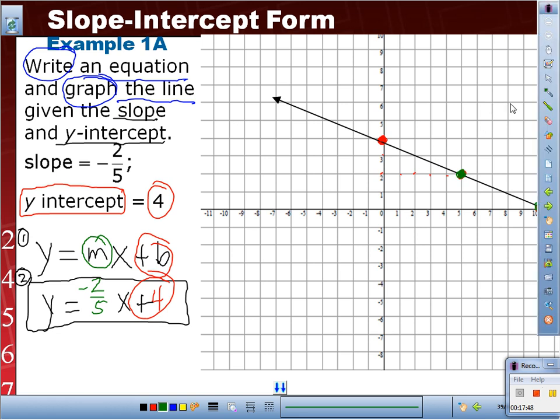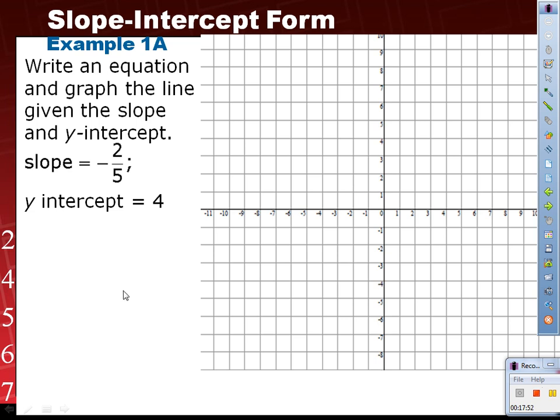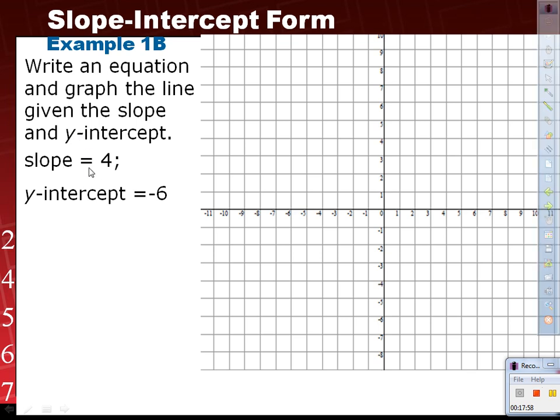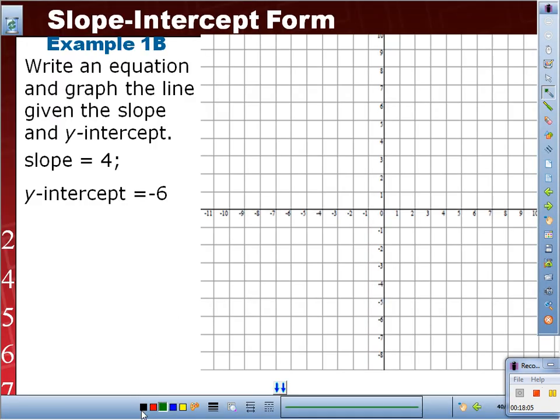All right, go to the next graph paper, to the one to your right. Bam. See what I did there? Copy this, example 1B. You don't have to copy the instructions anymore. Just copy slope equals 4, y-intercept equals -6. Let's do this one together. Here we go. You wrote example 1B, slope equals 4, y-intercept equals -6.